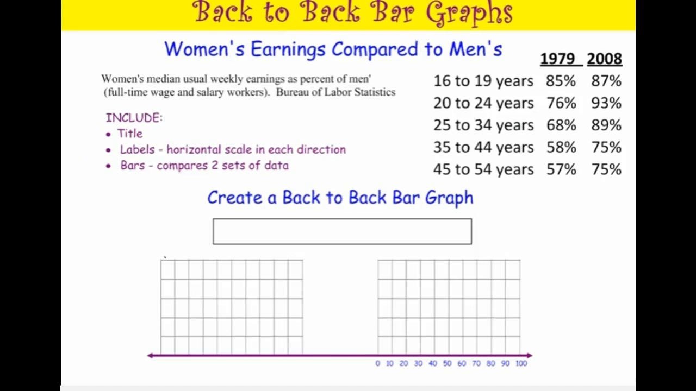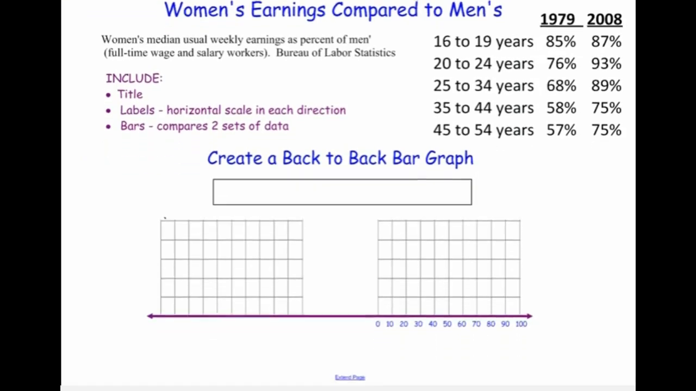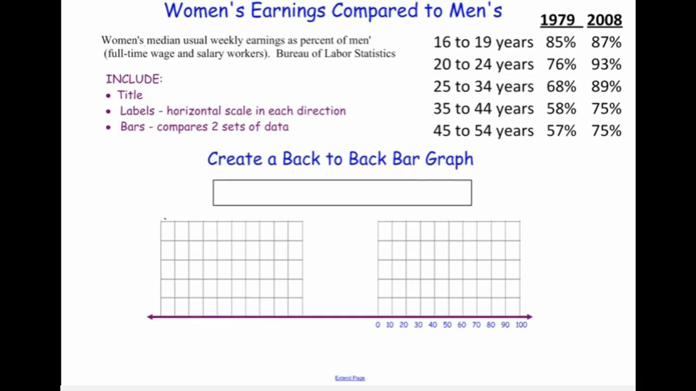So I'd like us to make one of these back-to-backs. This one will compare women's earnings to men's, and this is women's median weekly earnings as a percent of men's earnings. So definitely you want to include a title. You can write in your title, women's earnings compared to men.